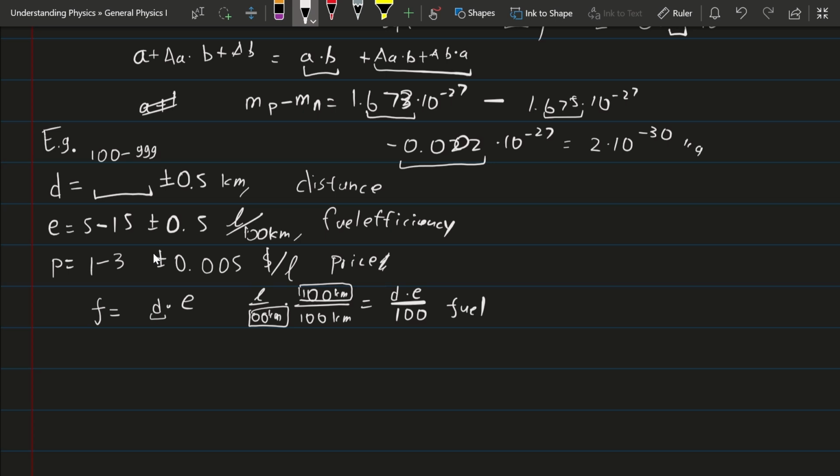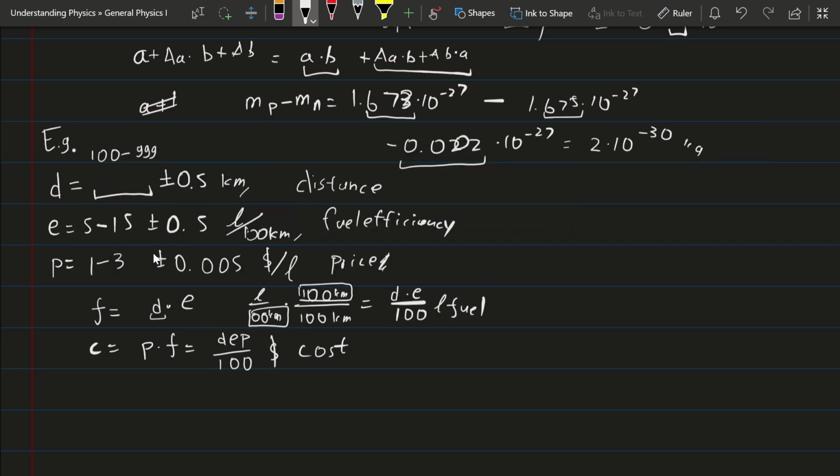And so, how much money do we need to pay in order to get that much fuel? Well, the cost could be obtained by the amount of fuel, in liters, multiplied by the price. So it's the price times the fuel, or it will be D times E times P over 100. And this is the cost. And so if you know the values of each of these variables, you would know how much money you need to pay at the gas station.